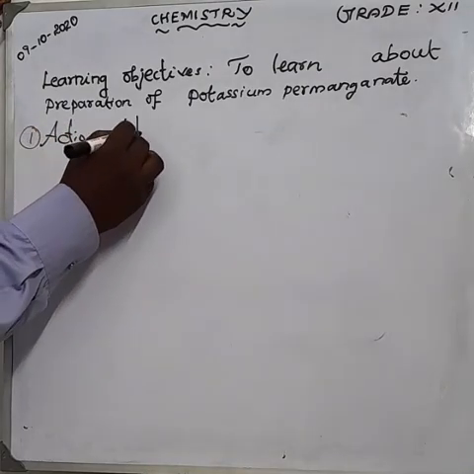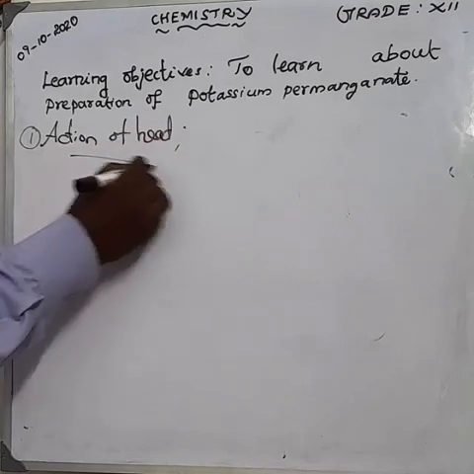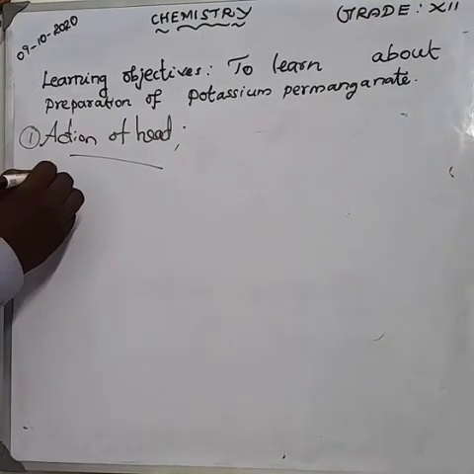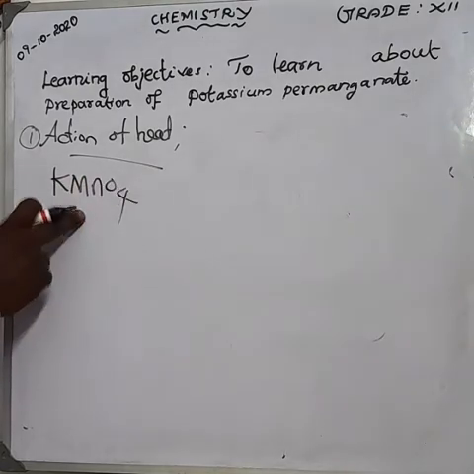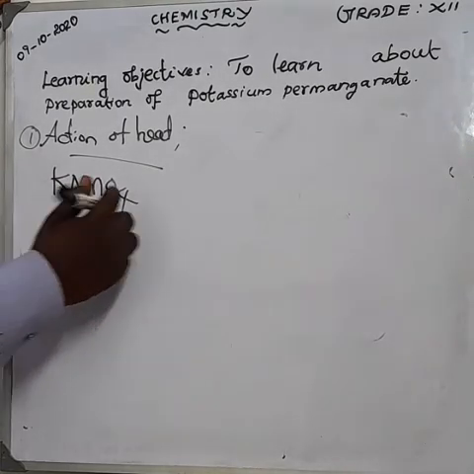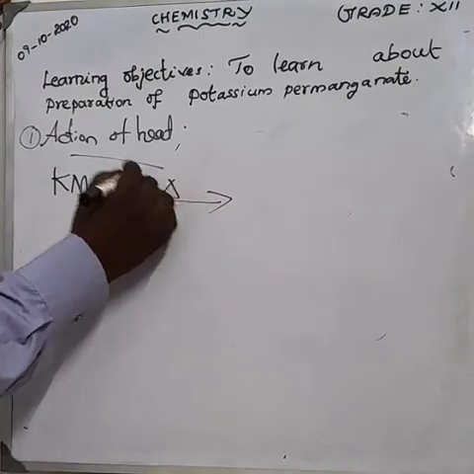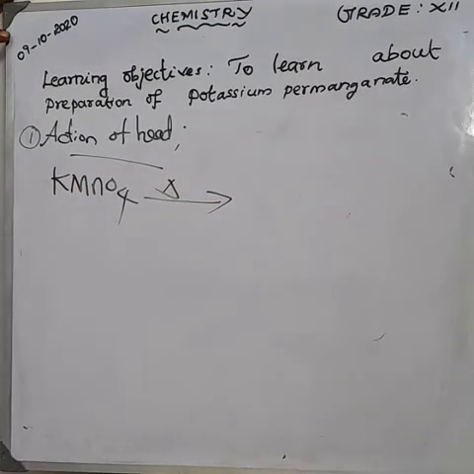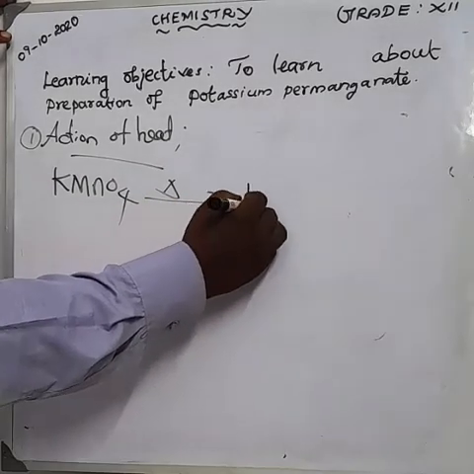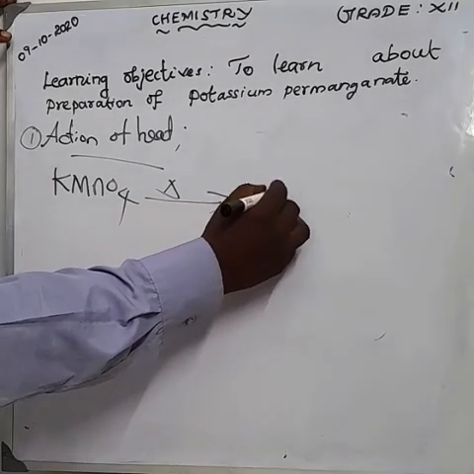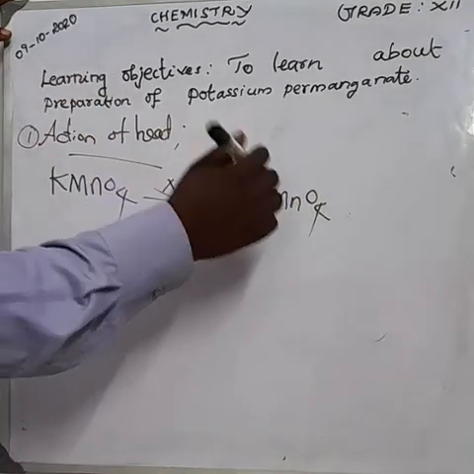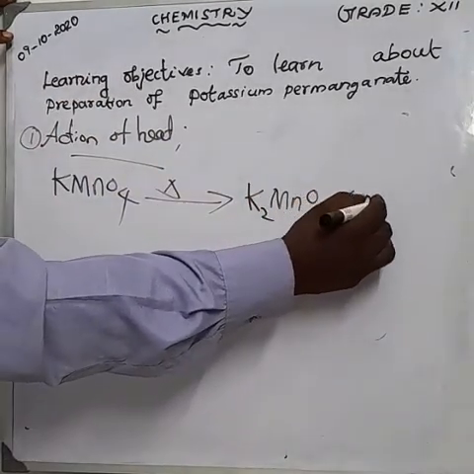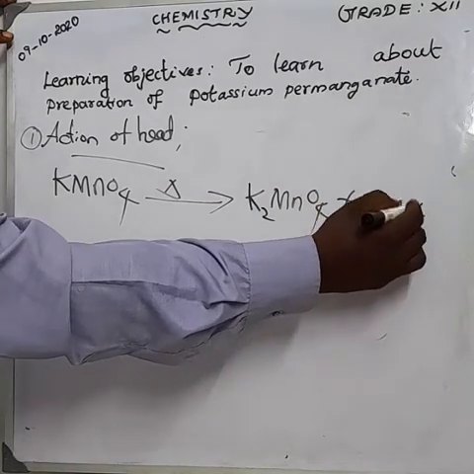Action of heat. Now about potassium permanganate, KMnO4. Potassium permanganate undergoes decomposition on heating. To decompose, potassium manganate is formed: K2MnO4 plus MnO2 plus O2.